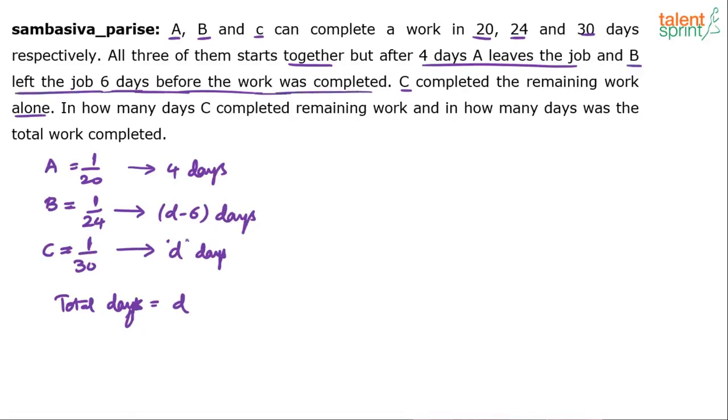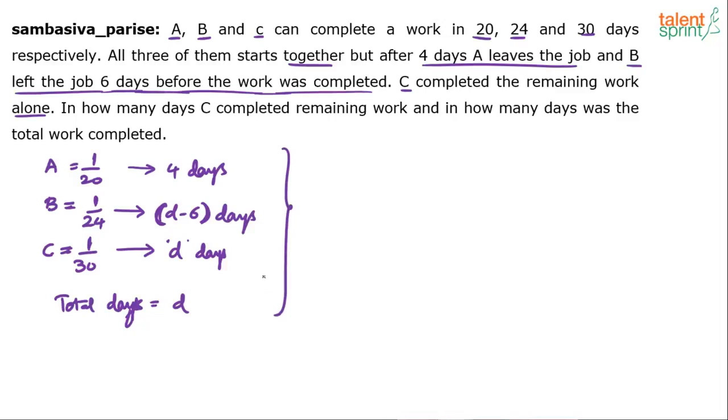The work was completed on D days, right? After D days, B left 6 days before that. So B worked only for D minus 6 days. That's it. You're done. C worked for D days, B worked for D minus 6 days, A worked for 4 days. You know their capacities. You know what the total work is, right? Total work is always 1 unit.